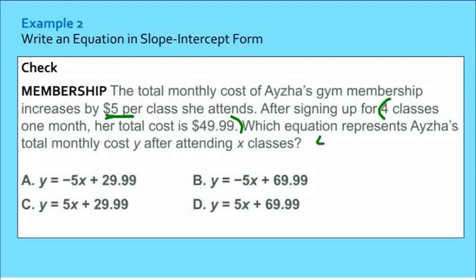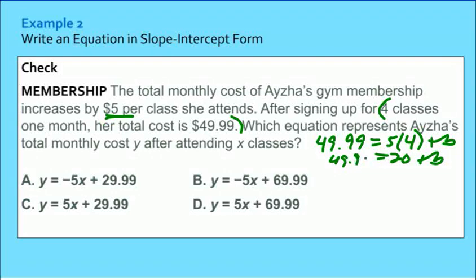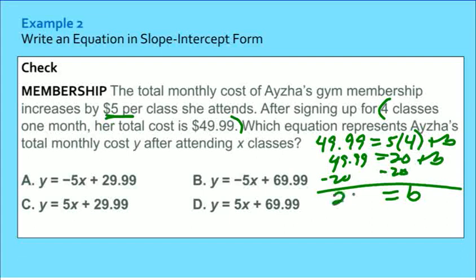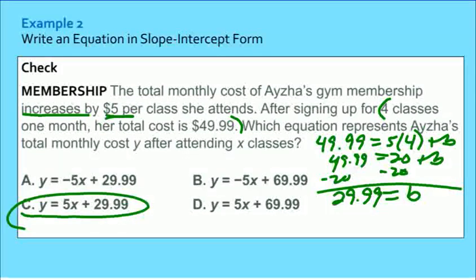So if I put 49.99 here equaling 5 times 4 plus the b, this gives us 20 plus b equals 49.99. Solve for b by subtracting 20. My b would equal 29.99. So the only one that gives us a starting point of 29.99 is A and C. And the one that has that it increases, that means a positive 5, would be letter C.